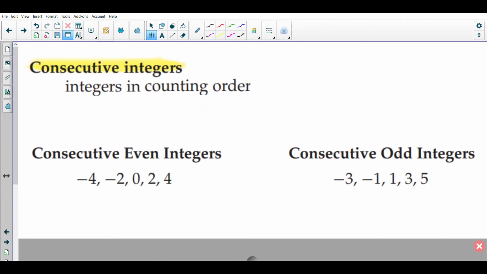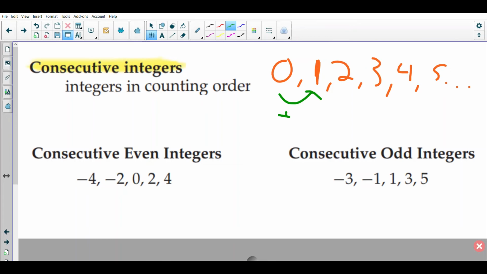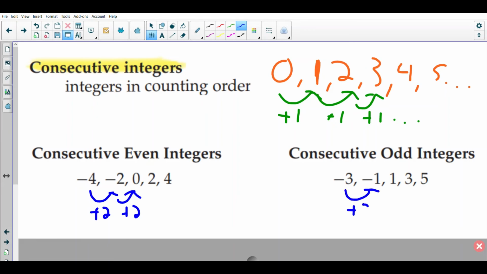Now, notice, when we have consecutive integers, for instance, 0, 1, 2, 3, 4, 5, and so on, we've got to keep in mind that consecutive integers are always adding 1. Consecutive even integers and consecutive odd integers are adding 2 every time. So that's going to help us identify how to solve the next problems. Okay, so keep that in mind.